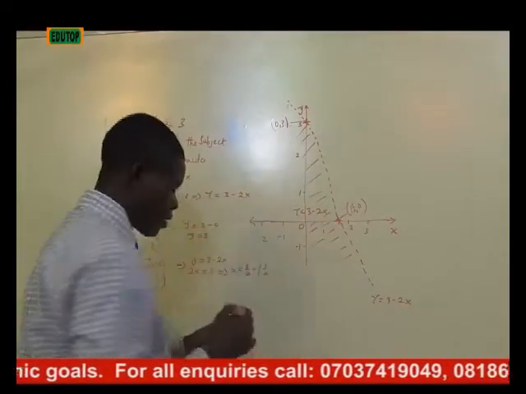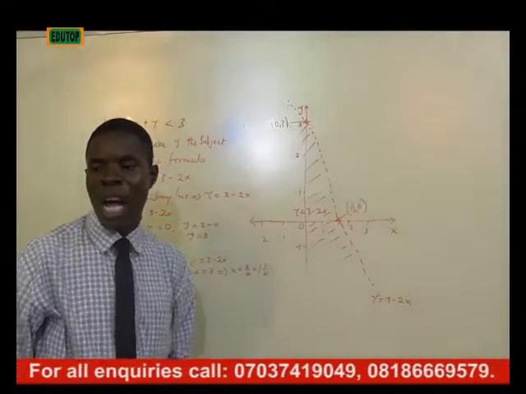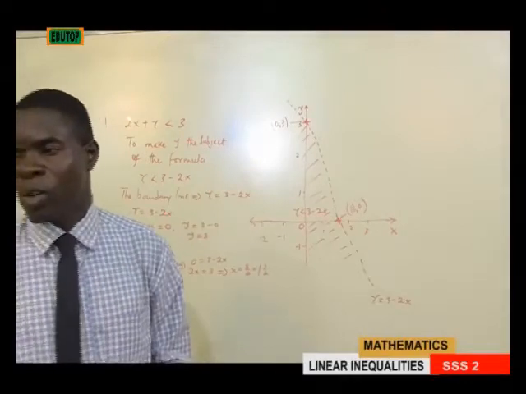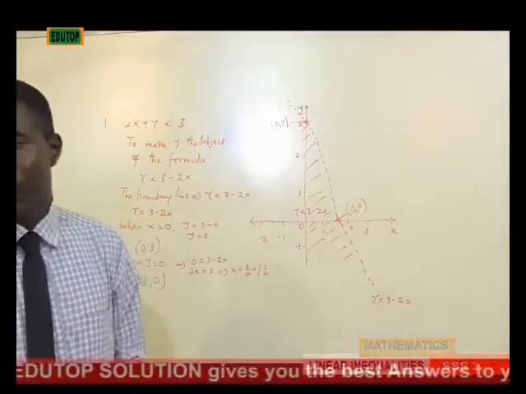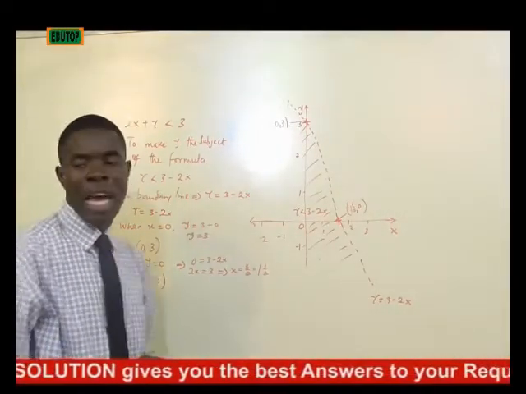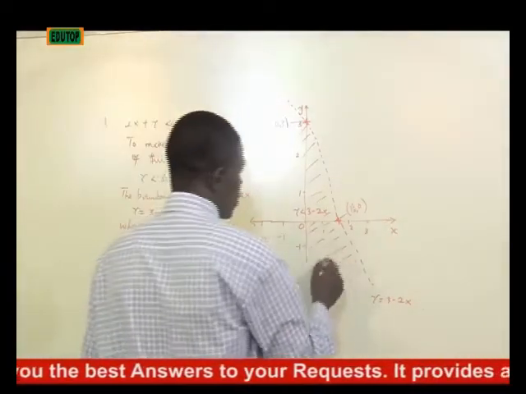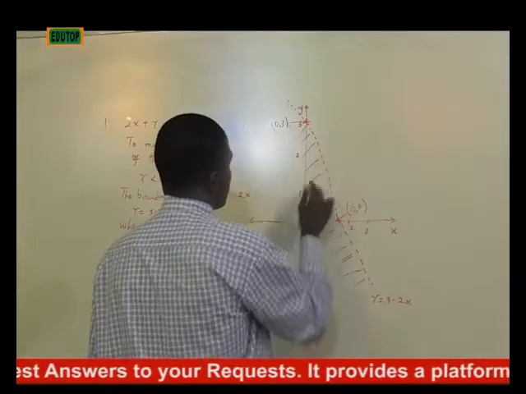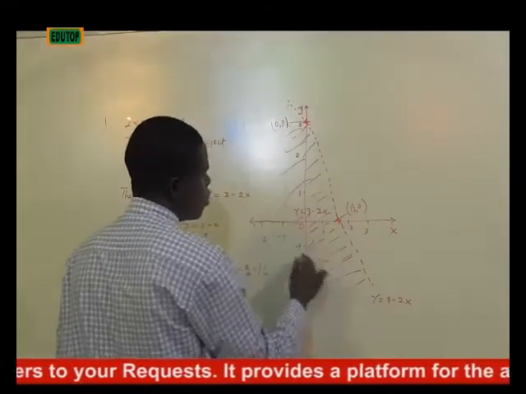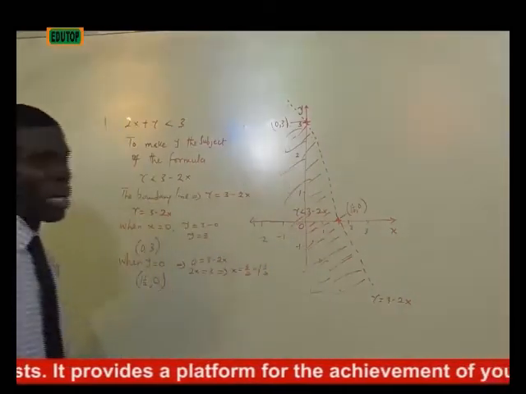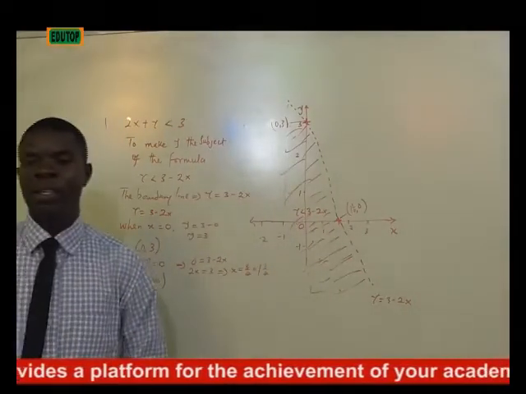Be this region. And since the question asks us to show the region on the graph that contains the set of points for which 2x plus y is less than 3, it is these points. These points that are shaded are the points that we are talking about. This is the region. So that is the answer to question number 1.